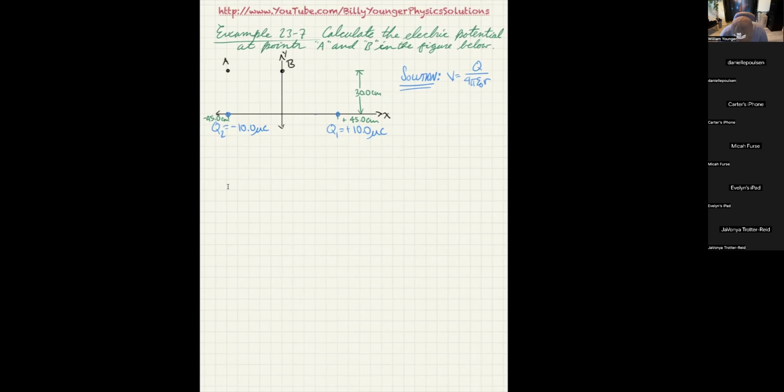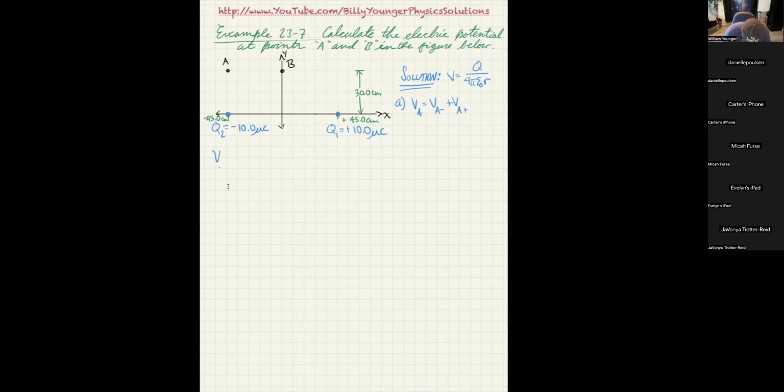I'll go ahead and draw that in later, but let's go ahead and do part A. So for part A, the voltage at A is equal to the voltage at A due to the minus charge plus the voltage at A due to the positive charge. So I'm going to write it that way.